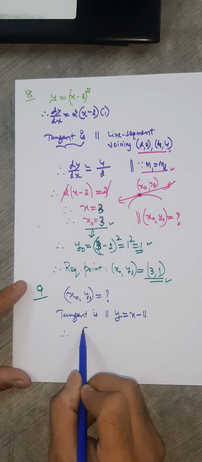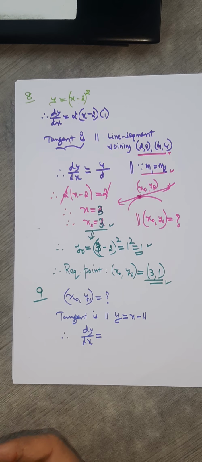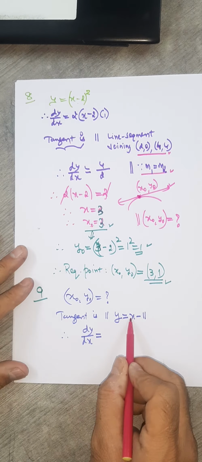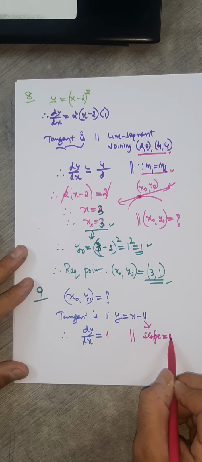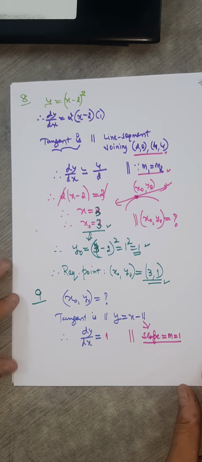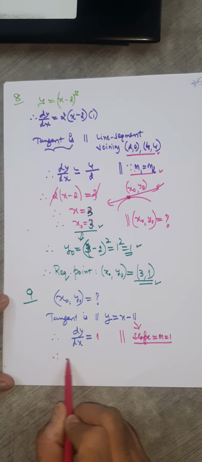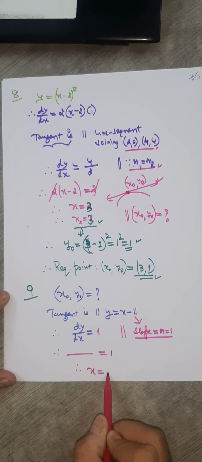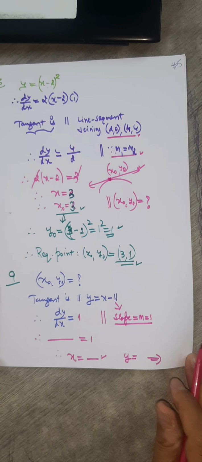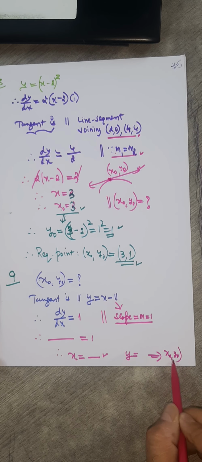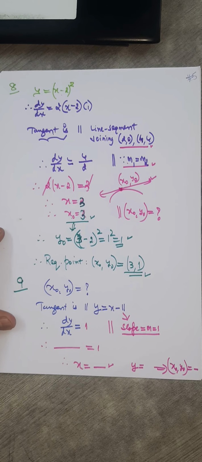So the slope of the tangent, which is dy by dx, is equal to the slope of this line. What's the slope of this line? It is in the form y equals mx plus c, so m is 1 here. And one more concept you have used here, m1 equals m2. Now you put the value of dy by dx, get the x here, and put this value of x into the function to get the y. You can call them x0 and y0. So you will get the required point here. We did 2 such questions, so I'm sure you can do it here also.